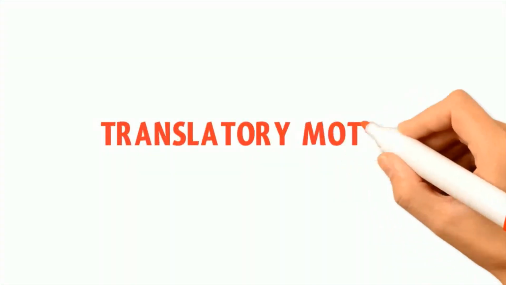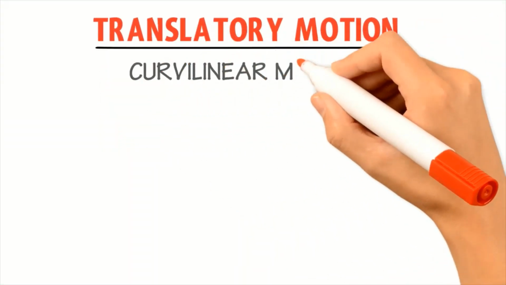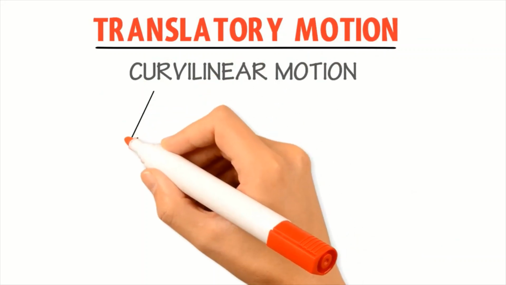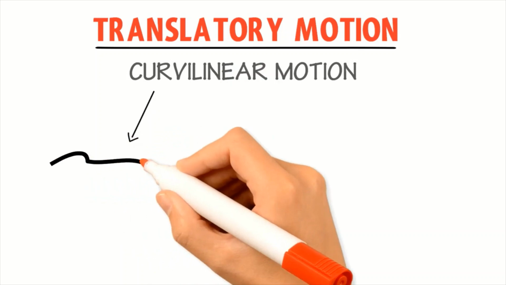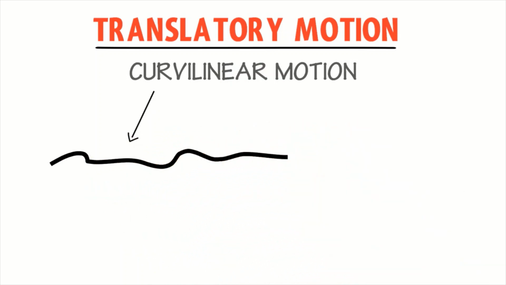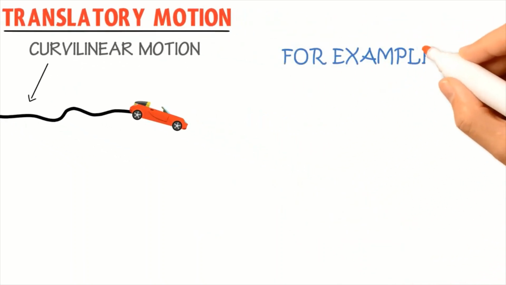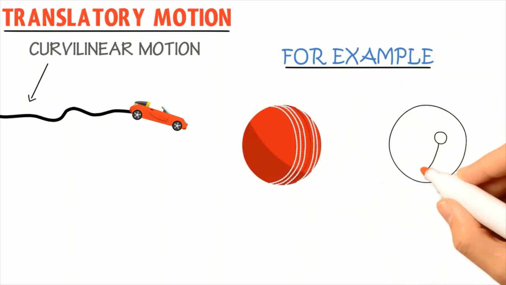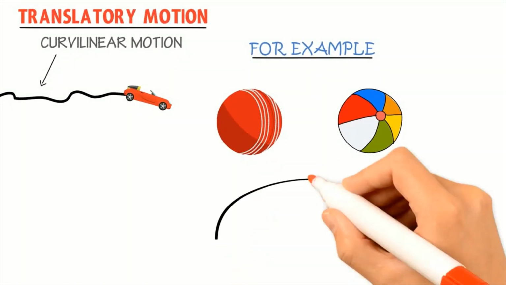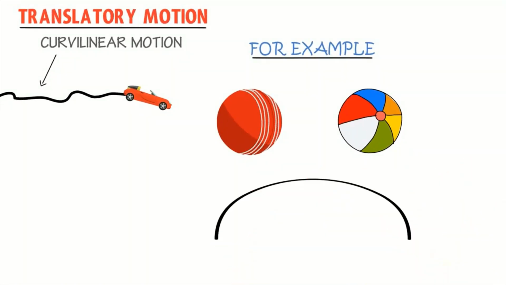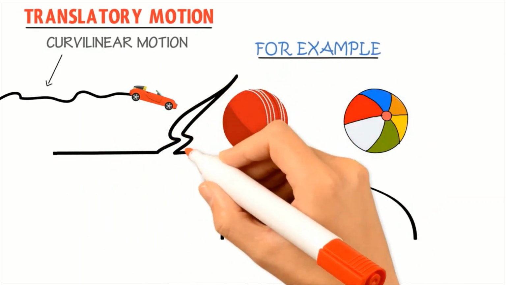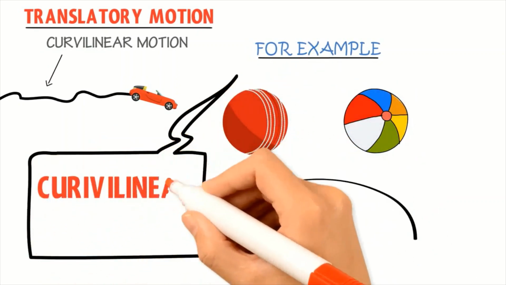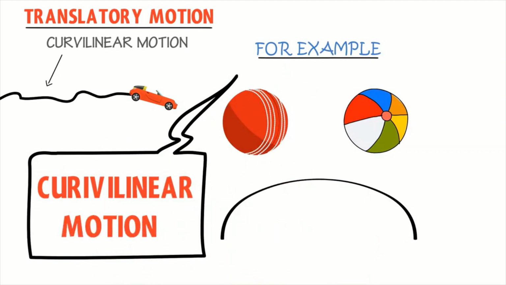Now, the second type of translatory motion is curvilinear motion. The word curvilinear actually gives us the idea of a curved path. Hence, the motion of a body along a curved path is called curvilinear motion. For example, the motion of a cricket ball in air and the motion of a football in air. These two objects move in a curved path. Hence, when a body moves in a curved path without any rotation, we call such type of motion a curvilinear motion.